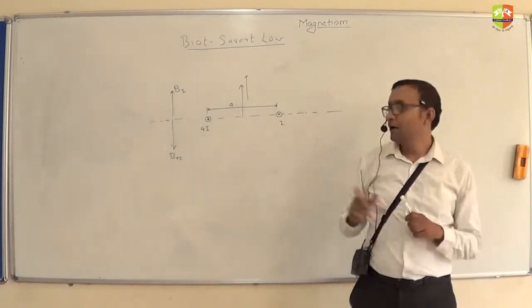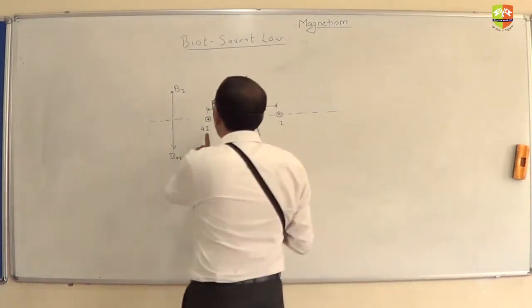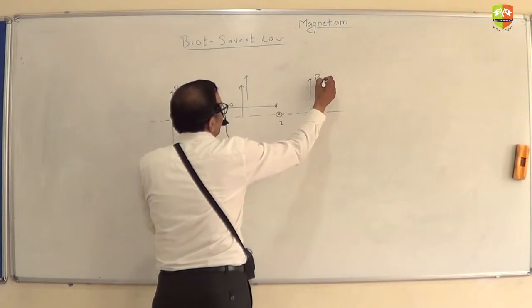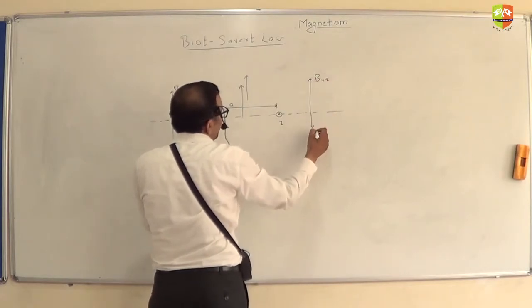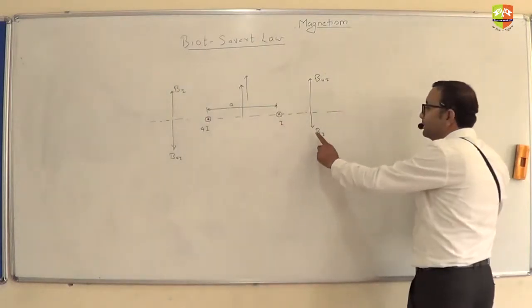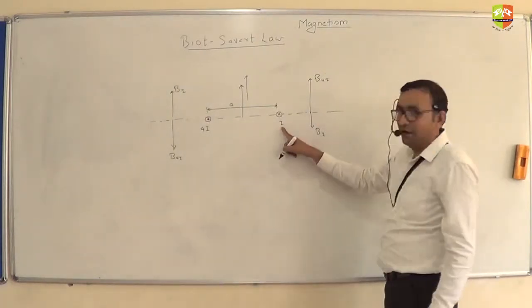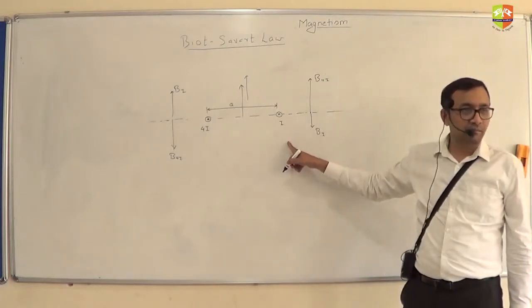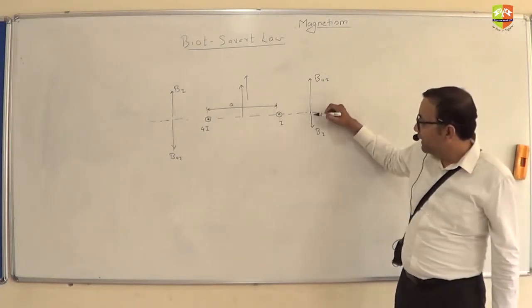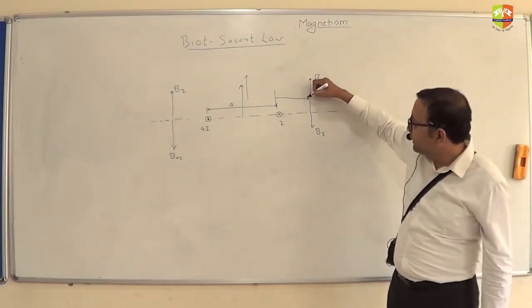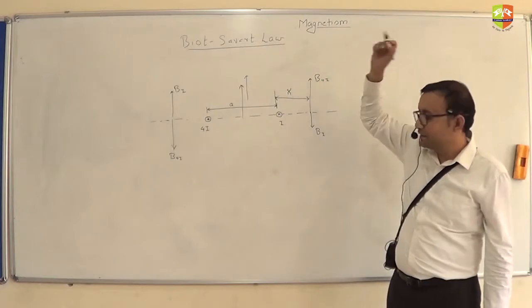Getting it? But over here, the magnetic field because of the 4I will be up. This is B4I, and due to I it will be down, BI. Even though the current is less, this point is closer to I, so that would compensate its lower current. Fine? So they can cancel on this side. Let's say that they cancel out at a distance X. How much is that X?